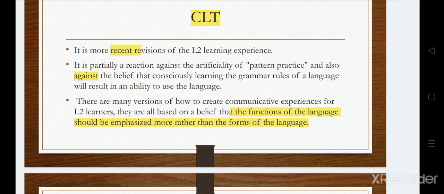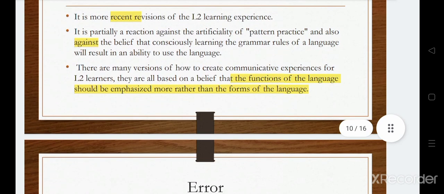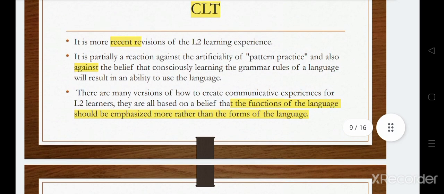In previous methods, we see that the grammar rules are memorized, and they just believe that a language is learned by just learning the grammar rules of that particular language. Whereas this method opposes that idea, and it emphasizes more spoken abilities, and the functions of a language should be emphasized more rather than forms of language. So here the function of language is more emphasized than the form of language.